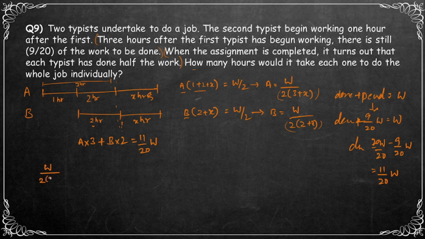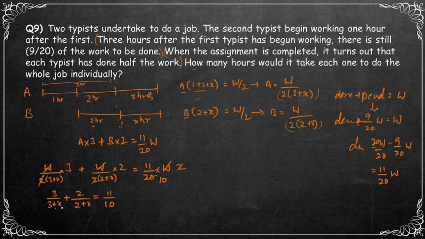So if we substitute values of A and B in this equation, we have: A is W by 2 into 3 plus X into 3 from here, plus B is W by 2 into 2 plus X into 2 from here, is equal to 11 by 20 into W. So W is common on both sides, we can cancel that. 2 is common, so if it comes this side, it is 11 by 10. So this equation is 3 by 3 plus X plus 2 by 2 plus X is equal to 11 by 10.